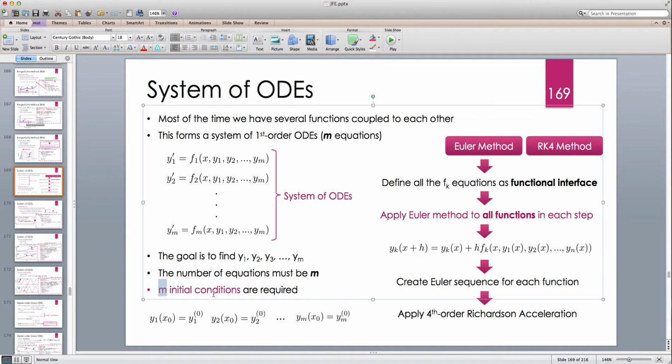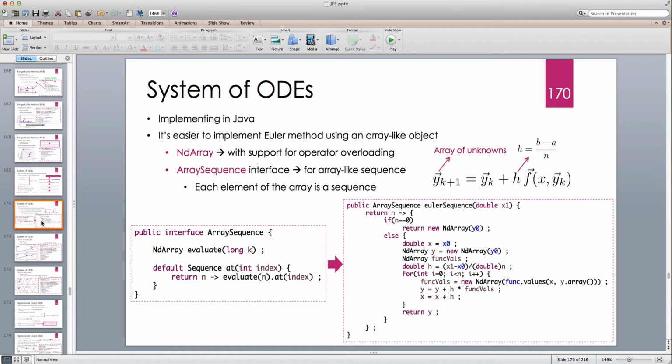And in order to find a unique solution, not only we should have exactly m equations, but we also need to have m initial conditions, all right? y1 at x0, y2 at x0, and ym at x0. And the general approach was to use any method and define a sequence that converges to the value of all the functions at the given point, and then we do acceleration or whatever we need.